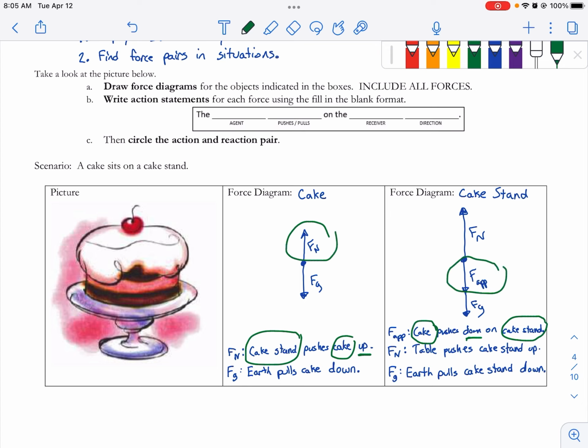Notice that they're pointing in the opposite direction, and that they're not acting on the same object. That's how we know that they're not canceling each other out, because they're not acting on the same object. Notice that I drew them about the same size, and that they're pointing in the opposite direction. So that is one example. We'll have a few more here in just a minute.